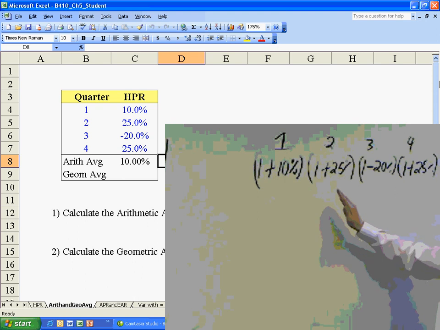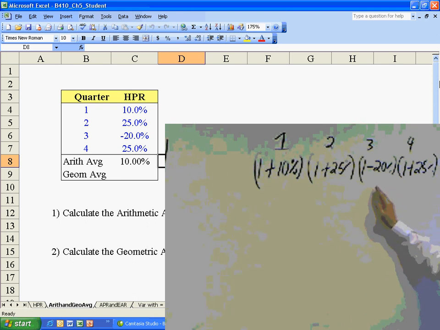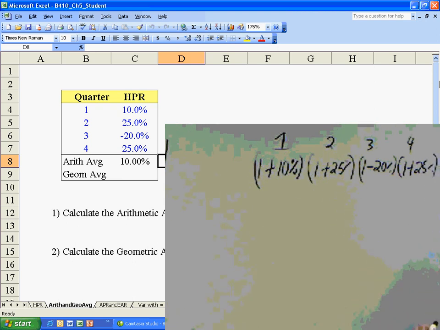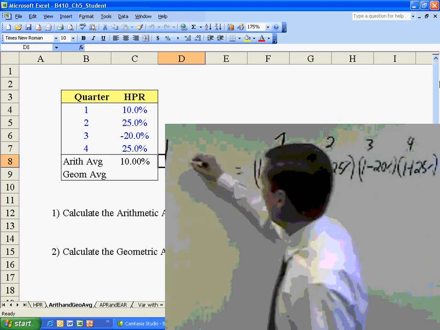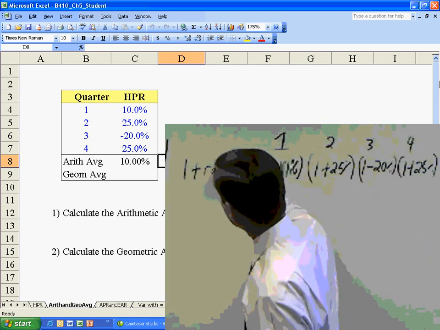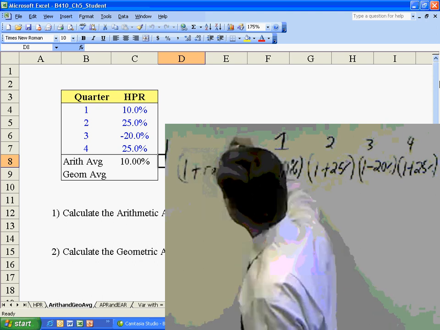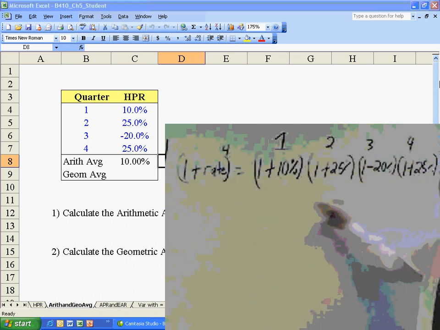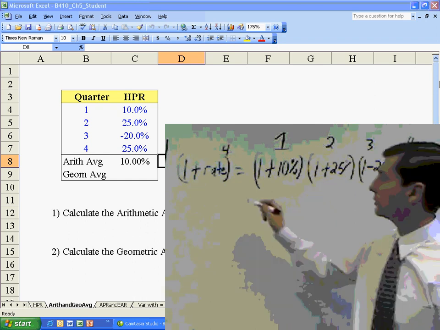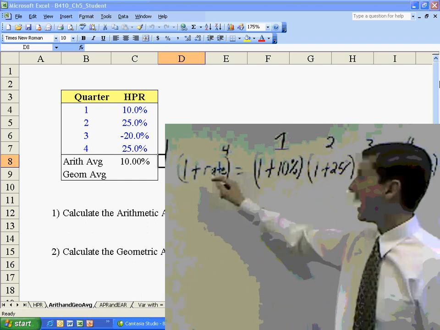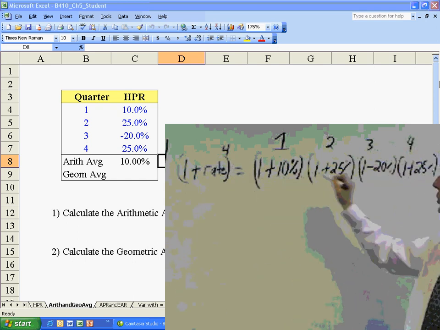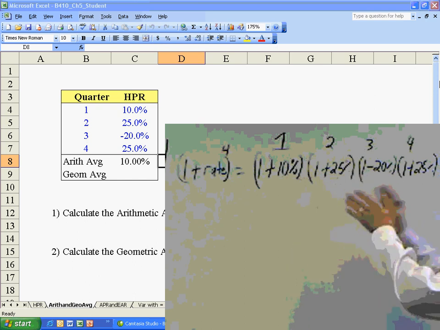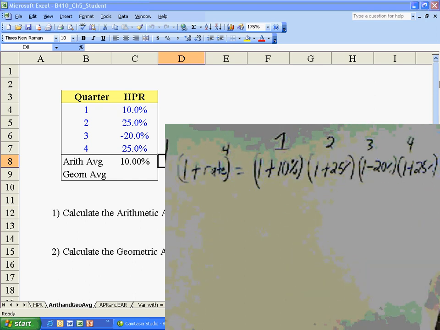Here's 10% in the first period, 25% in the second period, down 20% in the third, and up 25% in the fourth. Now this is what we're trying to solve if we're calculating a geometric return. We're saying 1 plus some rate raised to the power of 4 is equal to this equation. In other words, what average rate, if it included compounding and raised to the power of 4, would be exactly equal to all those returns with compounding worked in. And mathematically, we can solve that.